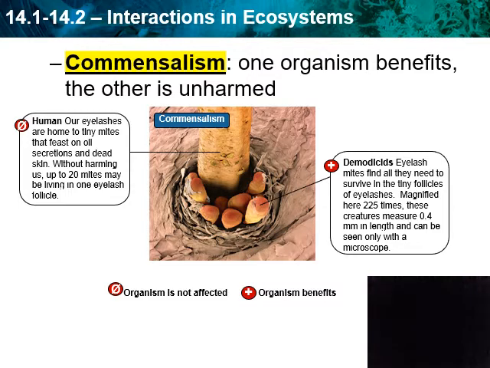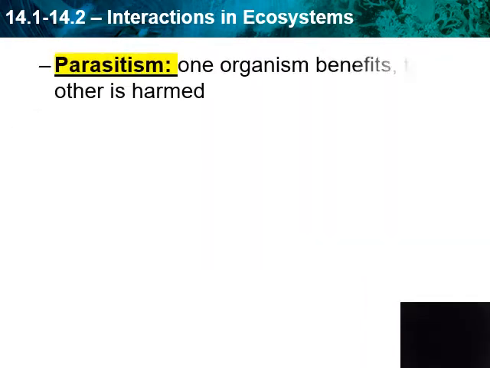The air plant's getting a benefit because it can go up higher in that tree and get more sunlight, but the tree's not really getting a benefit from it. It's not getting harmed either, but it's not benefited. Another example would be these little mites that live on our eyelashes. Okay, they don't harm us, but they actually eat our oil and some of our dead skin and some of that kind of gross stuff. And again, it doesn't hurt us, but it doesn't really help us either.